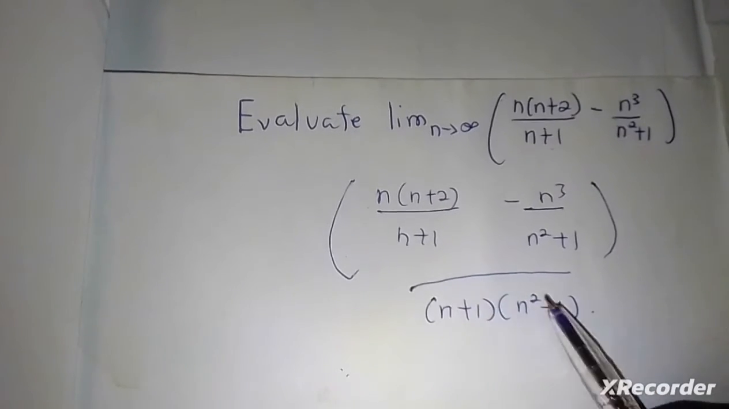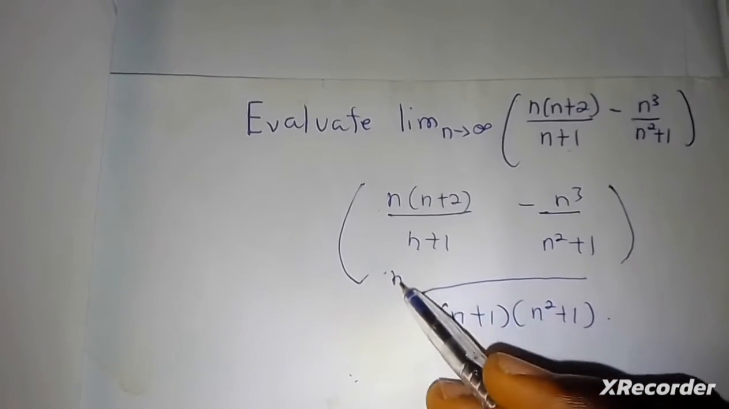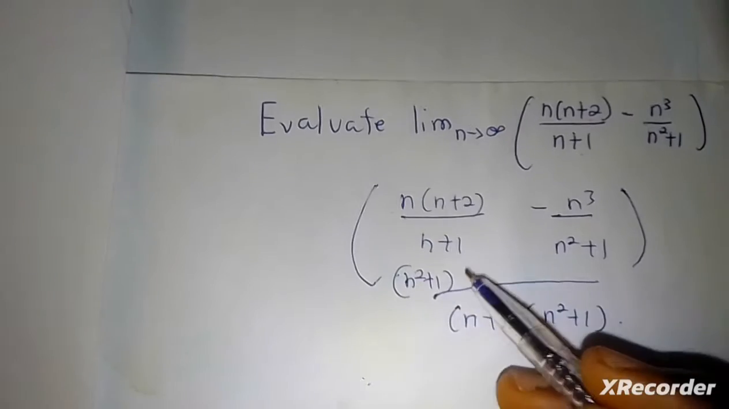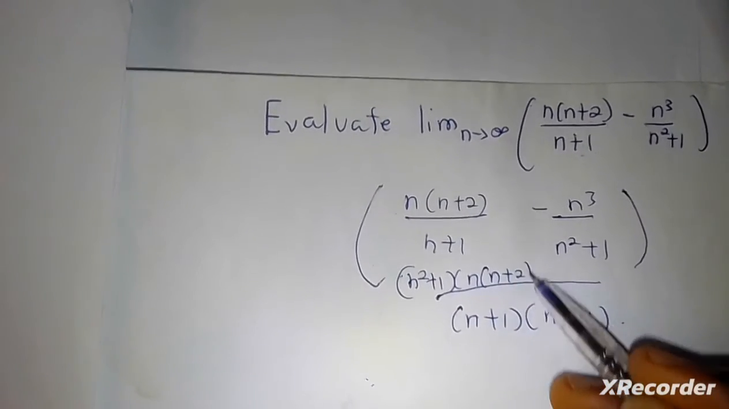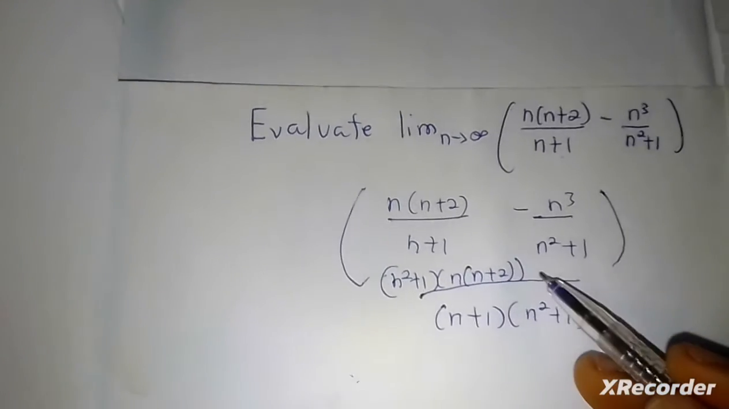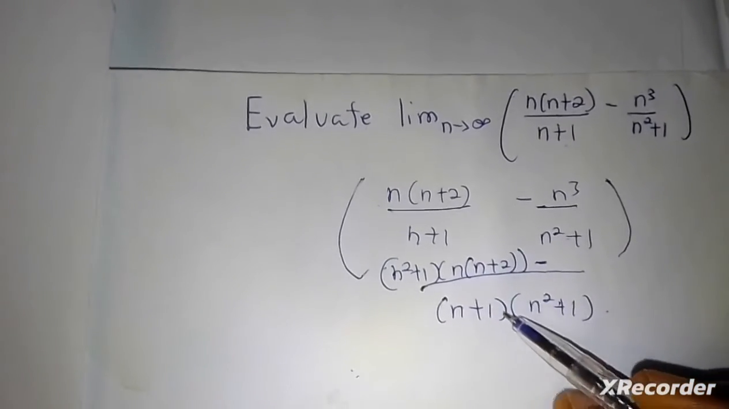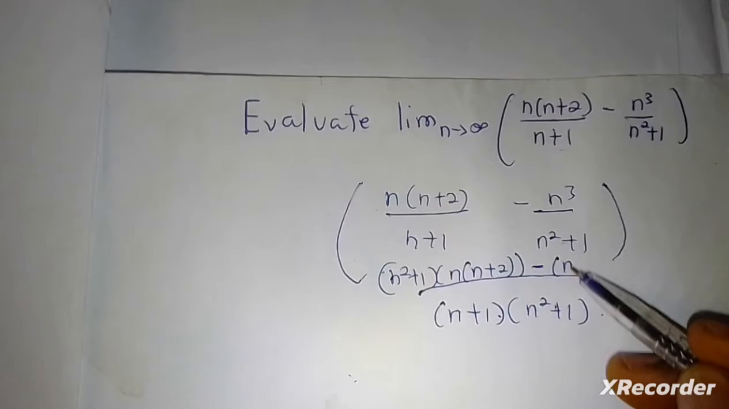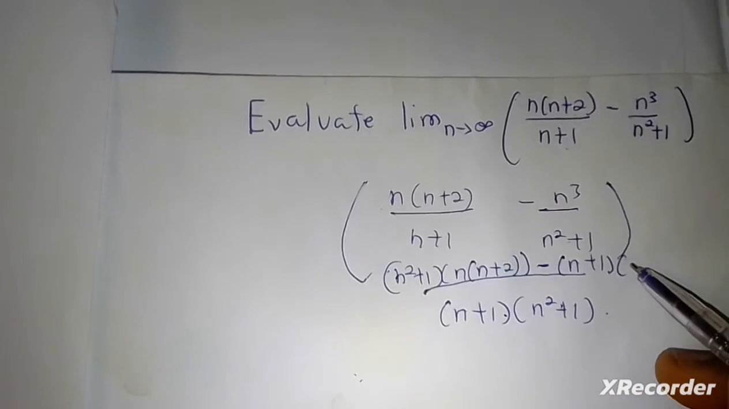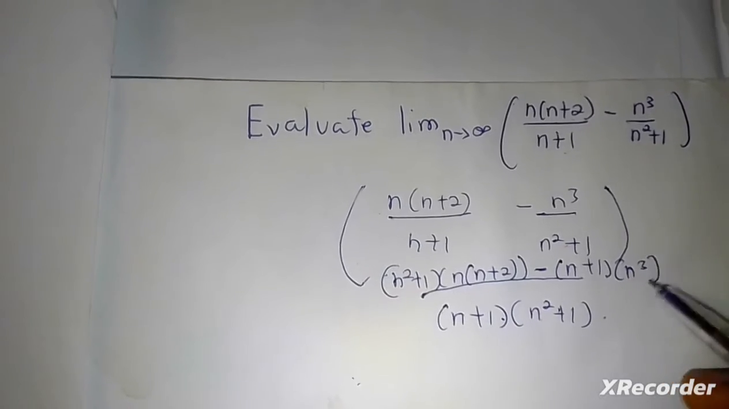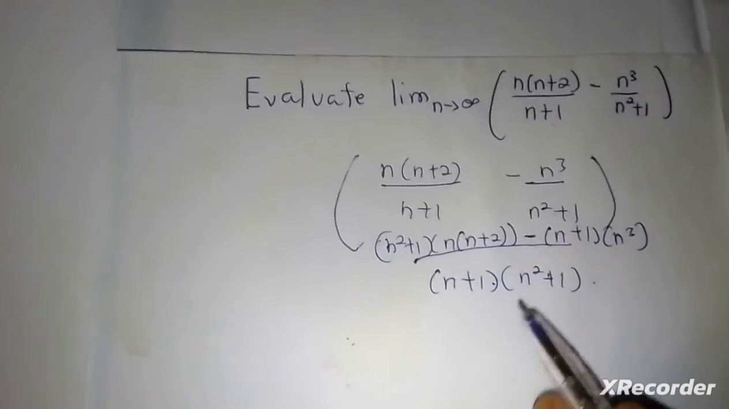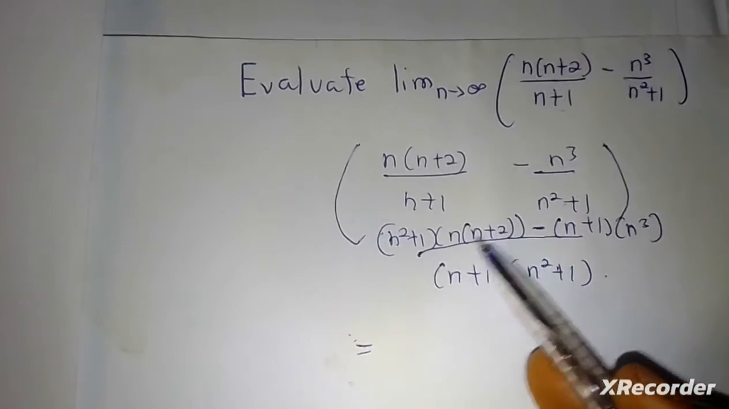So n plus 1 will come so that we get n squared plus 1 multiplying the expression n open bracket n plus 2, that is for this side, minus this one will come, you get n plus 1 multiplying n cubed up there like this. So you go ahead to simplify this expression.